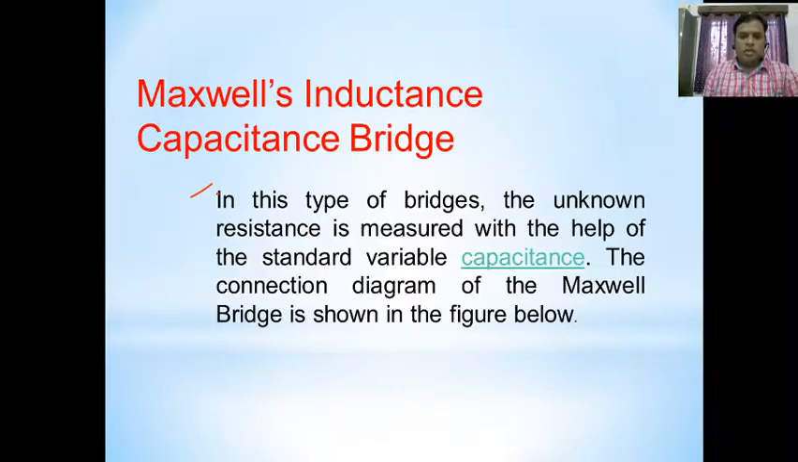So let's see what a Maxwell's inductance capacitance bridge is. In this type of bridge, the unknown inductance is measured with the help of a standard variable capacitance. Students, the capacitance is a standard variable capacitance, and with it we are able to measure the unknown value. The connection diagram of the Maxwell bridge is shown in the figure below.